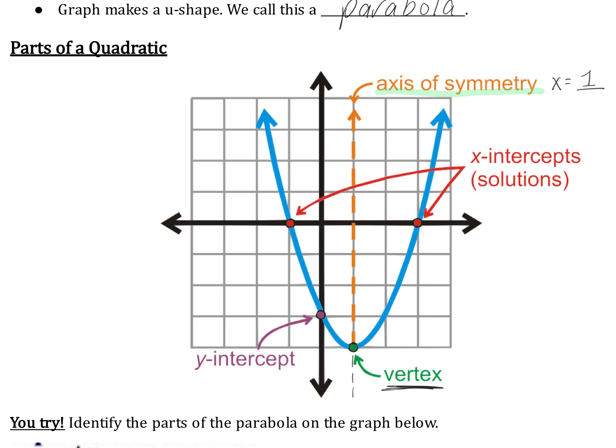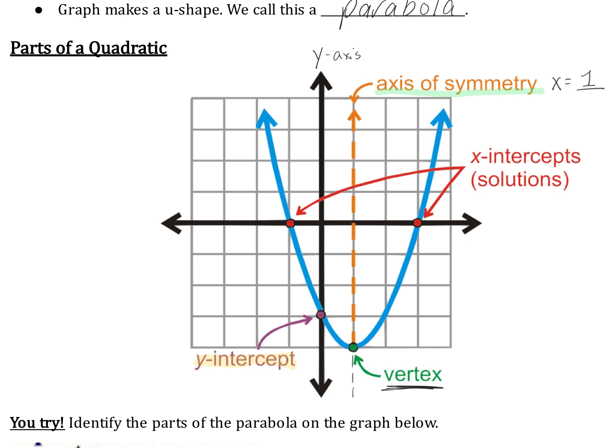One side of this parabola would be the exact same size and shape as the other side of the parabola. Okay, that's what makes it symmetrical. All right, and then if you remember the y-intercept right here, this is where the parabola crosses the y-axis. Okay, so we have our axis of symmetry.